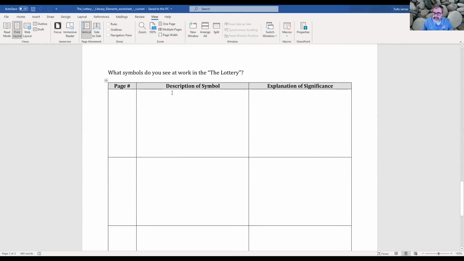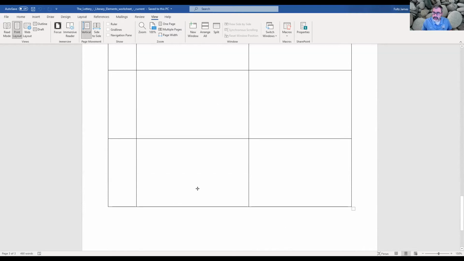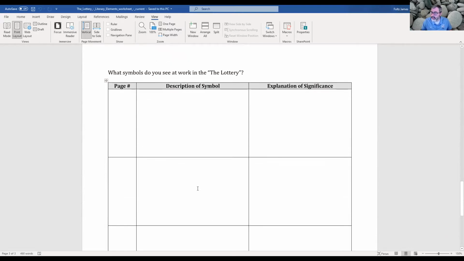Take a look now at this graphic organizer. It's pretty simple. This is what I need you to do. I need you to jot down symbols that exist, only 3 of them. There's more than 3, but just choose 3 of them that exist in the story, The Lottery. So for example, you might choose stones. I think that's probably the most obvious symbol in the story.